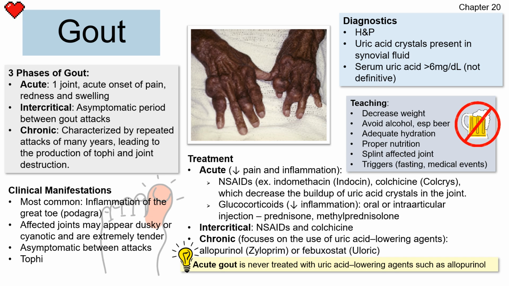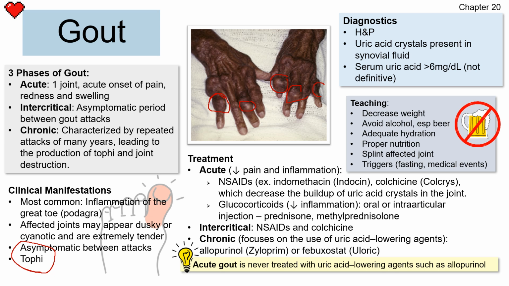Clinical manifestations, the most common is going to be inflammation of that great toe. And when we say inflammation, it's all of those things: the redness, the warmth, the edema, the pain, the loss of function. Whatever other joints are affected can appear dusky or cyanotic and very painful. And then once that flare-up goes away, patient will be asymptomatic between attacks. And again, there's that tophi word. Okay, that is a deformity. These little uric acid buildup, and they form these deformities here that I'm circling.